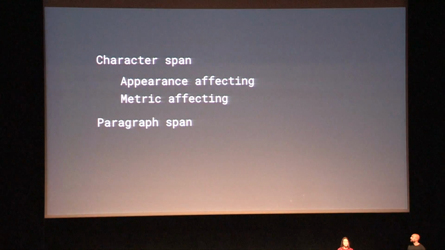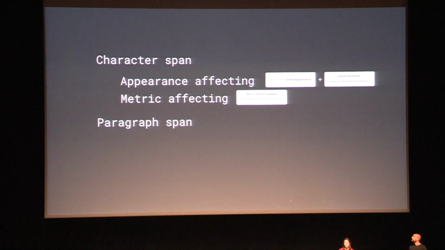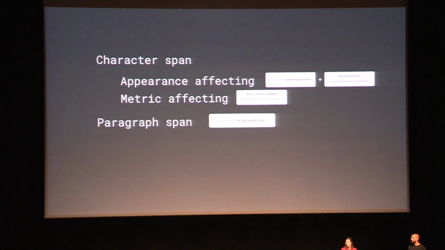Okay, so overall, we said that we can split the types of spans that we have into character spans and paragraph spans. And then the character spans can be split into appearance affecting and metric affecting. The framework provides classes that do this for us. Appearance affecting is defined based on using the UpdateAppearance interface and the CharacterStyle abstract class. Whereas metric affecting is implemented based on the UpdateLayout interface and CharacterStyle. But more precisely, all of these metric affecting spans extend from MetricAffectingSpan, so this is the one that you should remember. And then for the paragraph span, we have the ParagraphStyle interface.